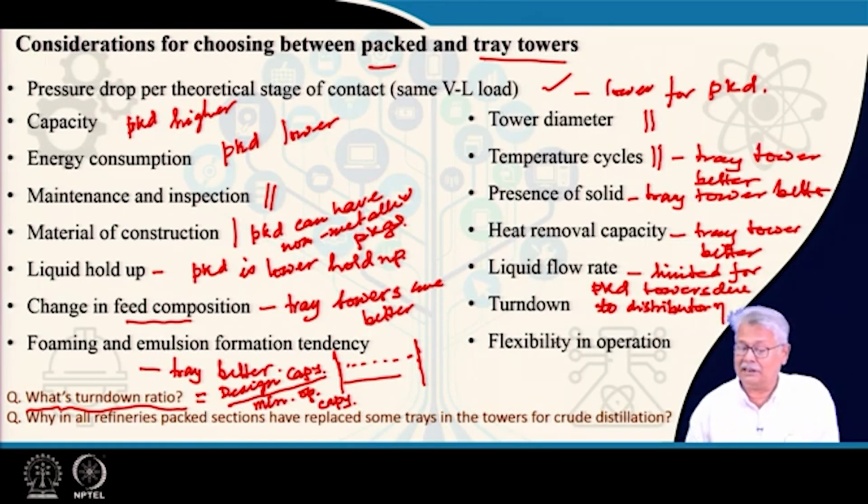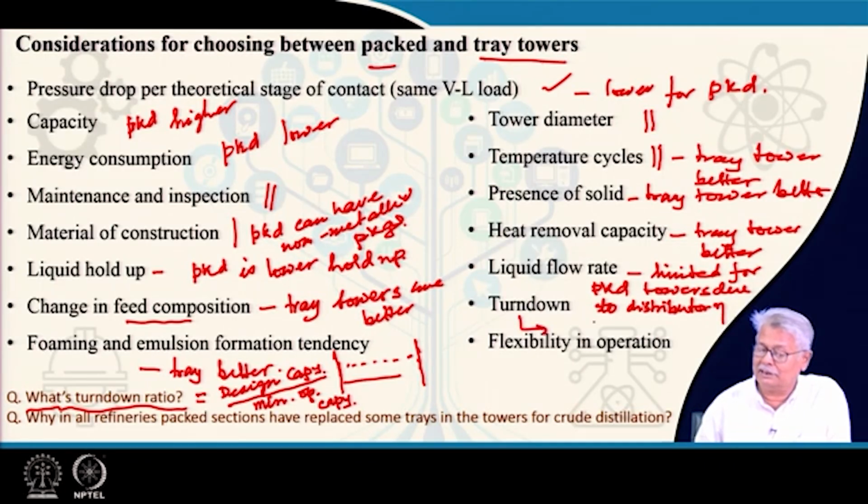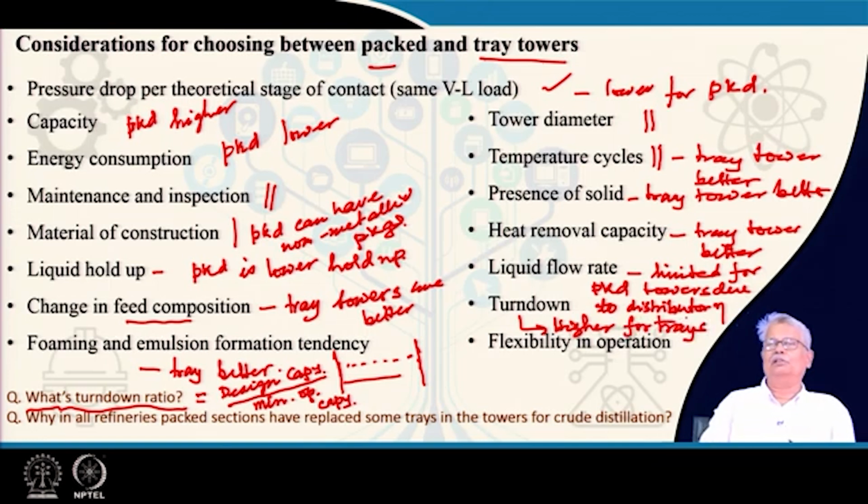Quite naturally, in case of turn down, you will find that you have a very limited range of distributor operation in case of packed tower. So, this is definitely higher for trays. You will notice one thing, the turn down ratio is not only for the trays, but it is also true for any equipment.